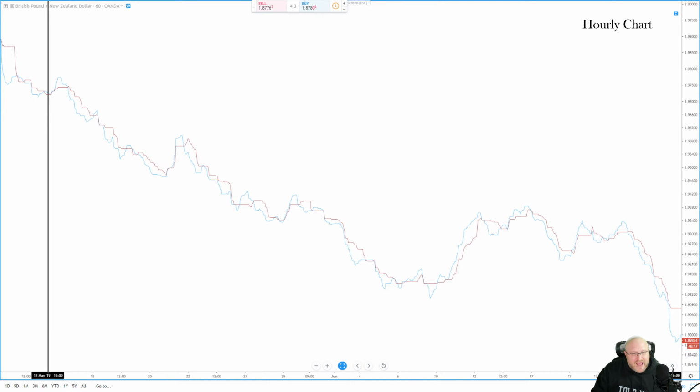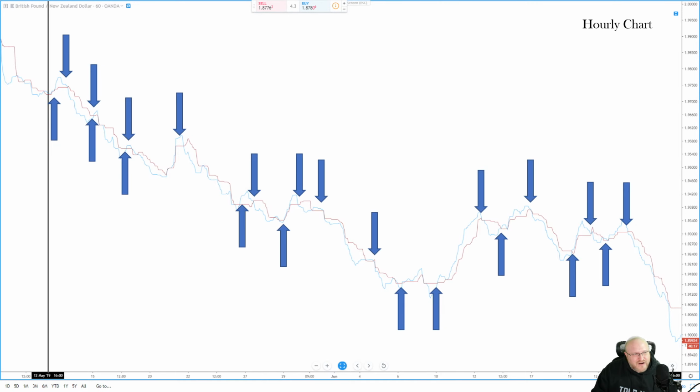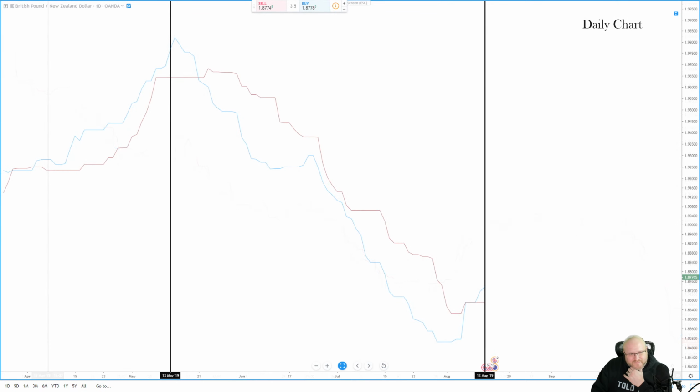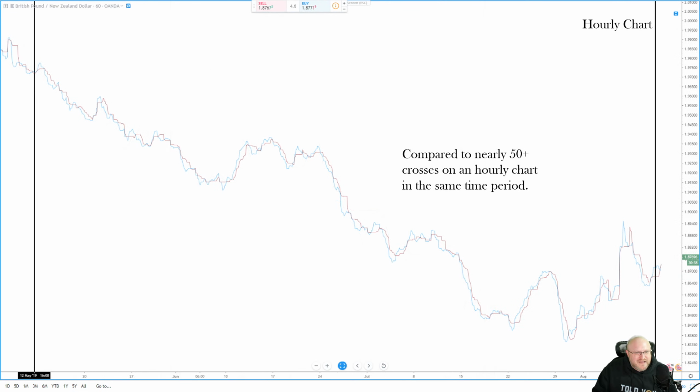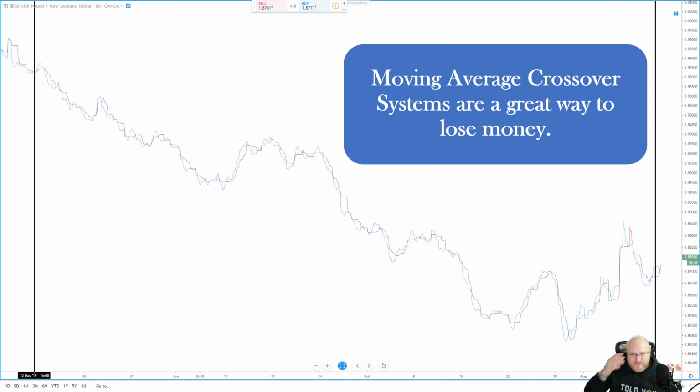How many crossovers on the hourly chart are there? These arrows are not even pointing out all of them. There's a ton of crossovers and cross unders. You'd be whipsawed all over the place. Now, compare it to the daily chart, where you have like two crosses that whole time, versus the 50 plus in that same date range on the hourly chart. Like I said, moving average crossovers, they suck. They're a great way to lose money.